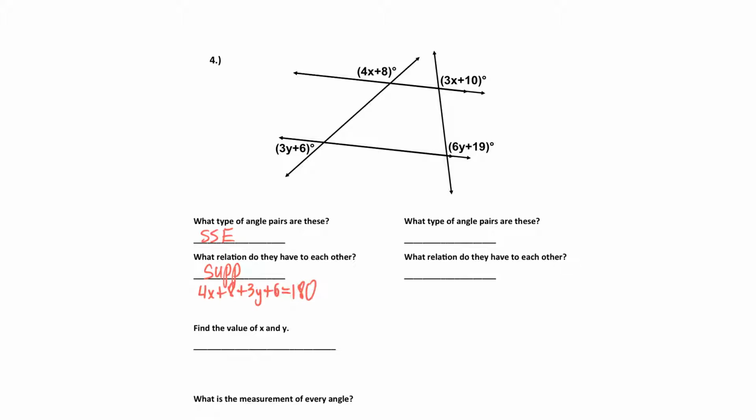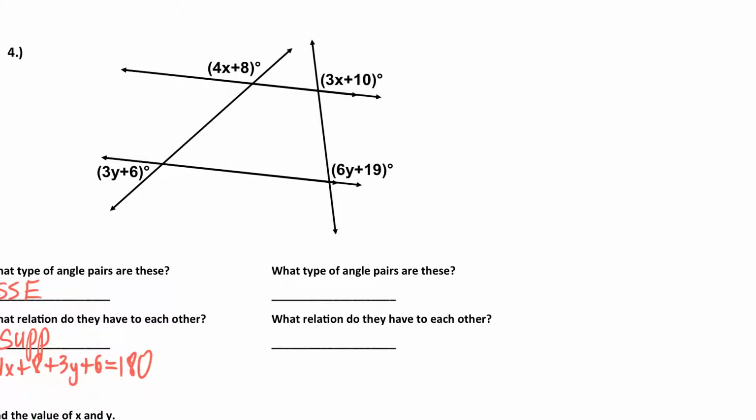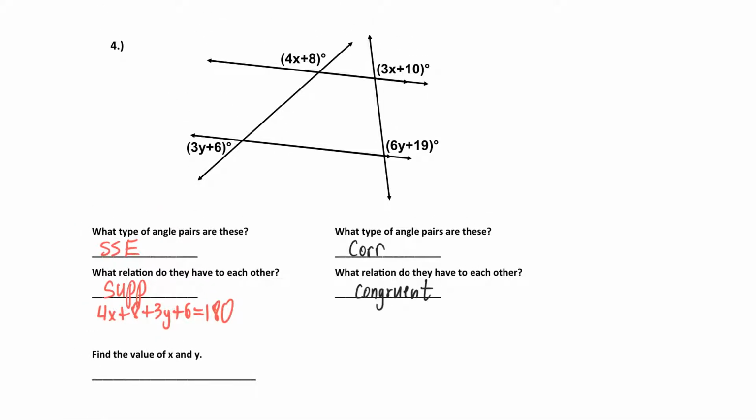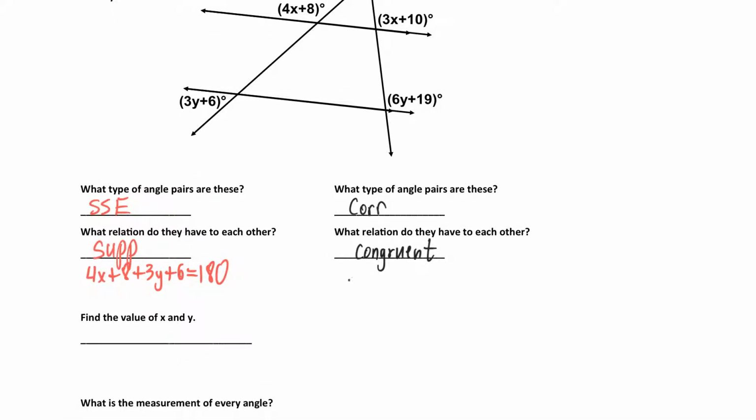So over here, when I think about these, what type are these? Same side. Or corresponding, I mean. They're corresponding. Okay? And so if the lines are parallel, and they are, what do I know about corresponding? They're congruent. So how would I set up the equation on that? 3x plus 10 equals 6y plus 19. Okay, 3x plus 10 equals 6y plus 19.